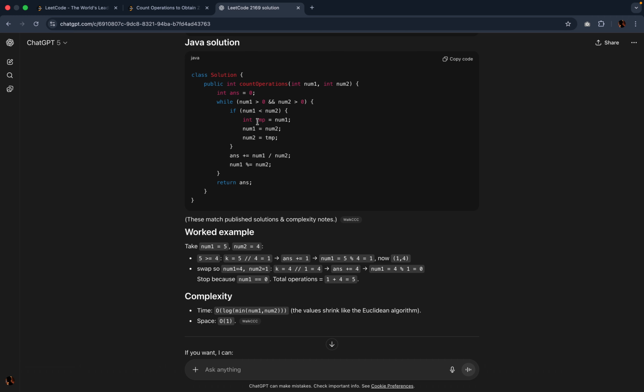So we will be taking a temporary integer variable and saving number 1 in it, and then we will be declaring number 1 equals number 2, and hence number 2 equals temporary. So we have swapped it if number 1 is less than number 2. Otherwise the same thing will happen, that number 1 is greater than or equal to number 2. After this, answer plus equals number 1 divided by number 2. We will be dividing it, and finally we will be doing the remainder part, and hence finding how many times it is required to get it to 0.